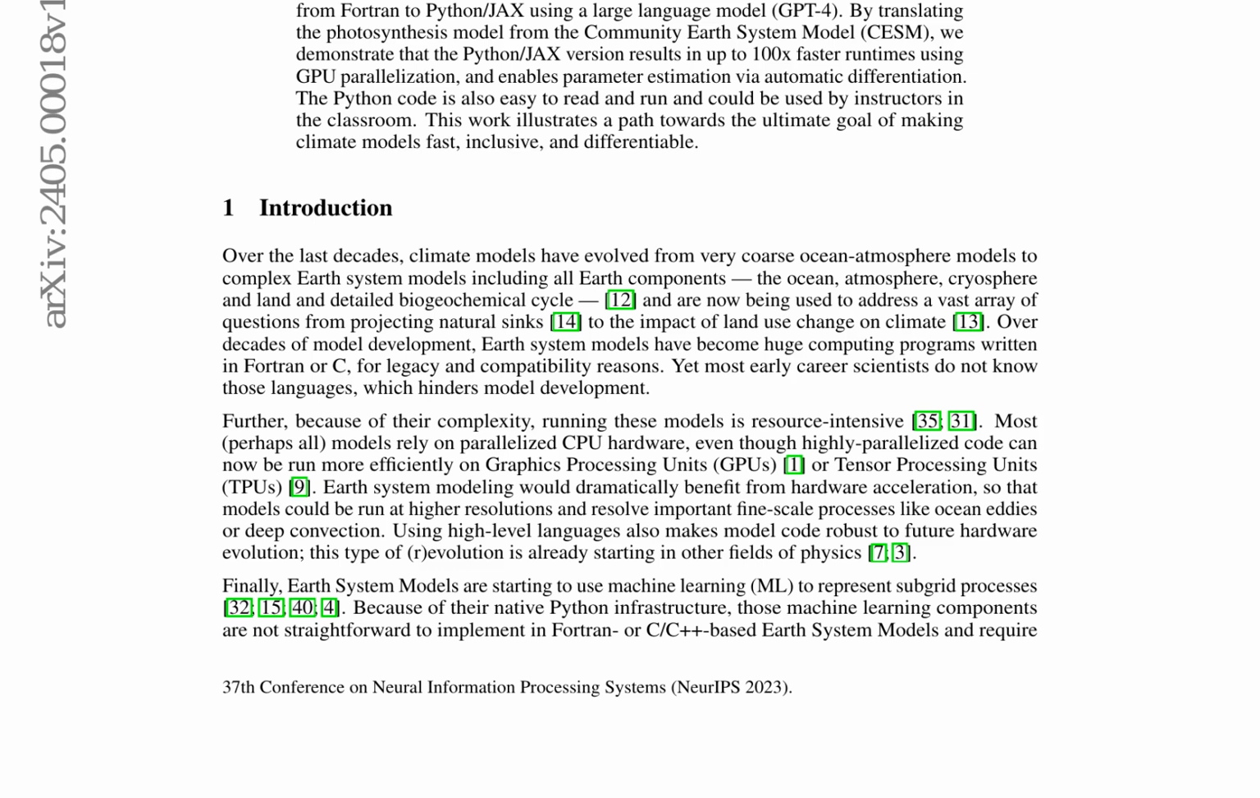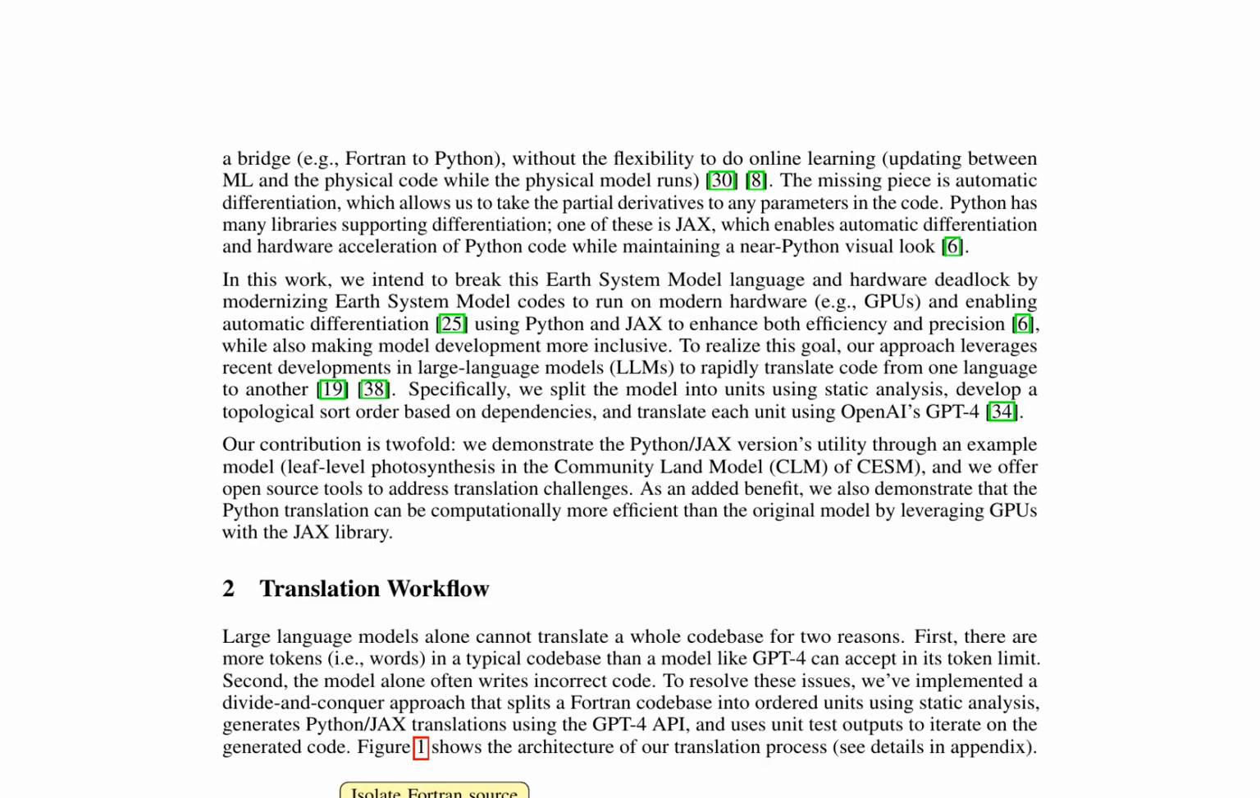The resulting Python versions include NumPy, Numba, SciPy, and JAX, with the JAX version requiring substantial modification from the LLM-generated code. The evaluation of the translated code reveals significant improvements in runtime efficiency, particularly with the JAX version, which achieves up to 100x faster runtimes using GPU parallelization. This increased efficiency can enable higher resolution simulations and the resolution of fine-scale processes.